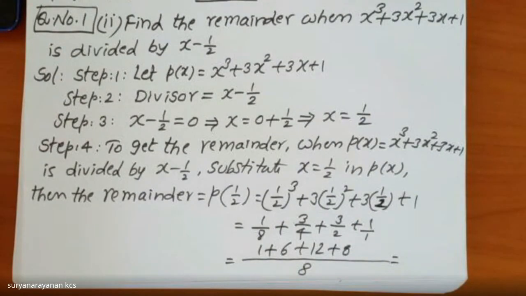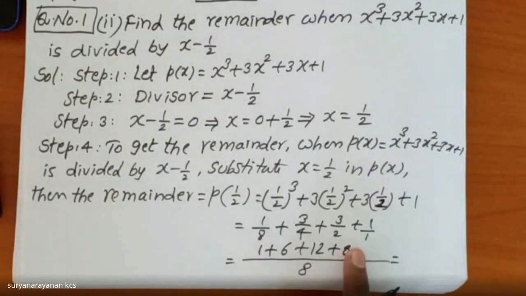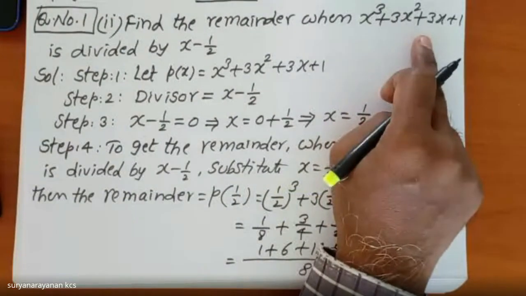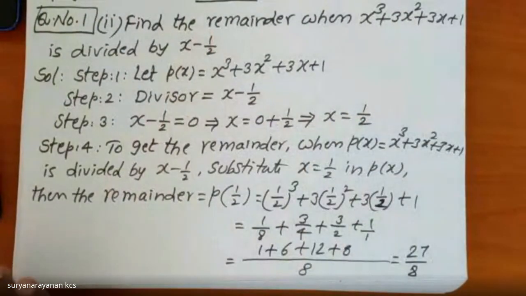3 into 1 by 2, what will you get? 3 by 2 only. Understood? Now simplify these 4 numbers in the numerator. 6 plus 12 is 18, plus 8 is 26, plus 1 is 27. So 27 by 8. This number is said to be the remainder. This number 27 by 8 is the remainder when the polynomial is divided by x minus 1 by 2.